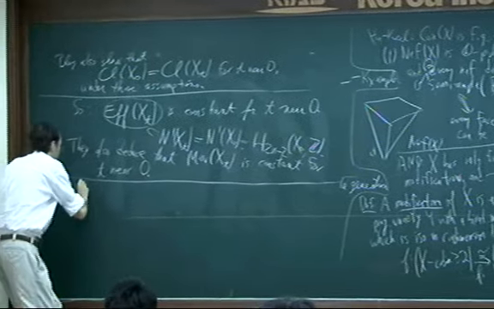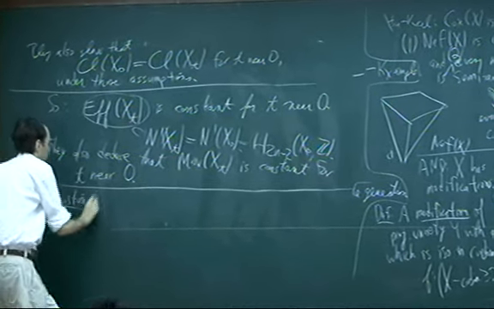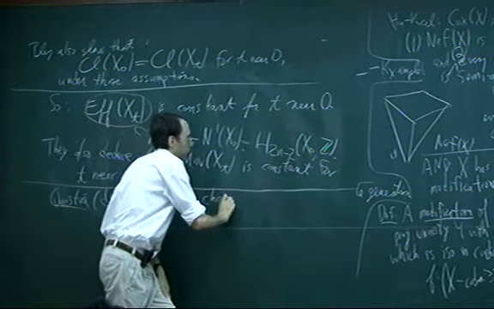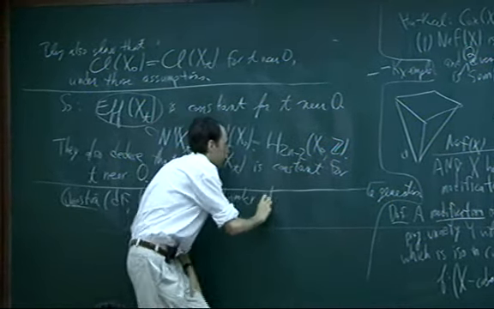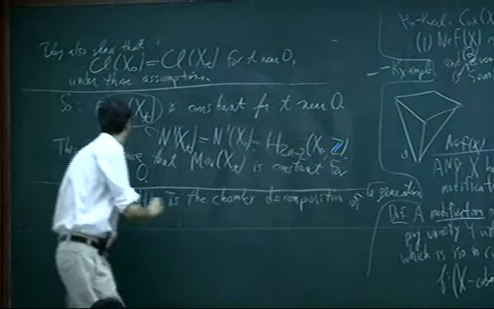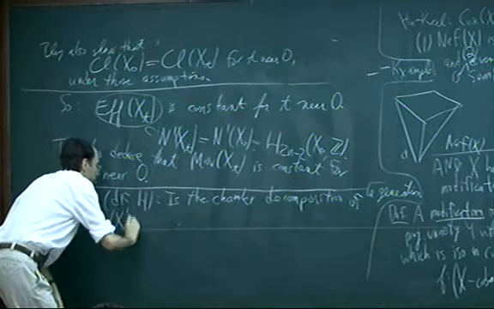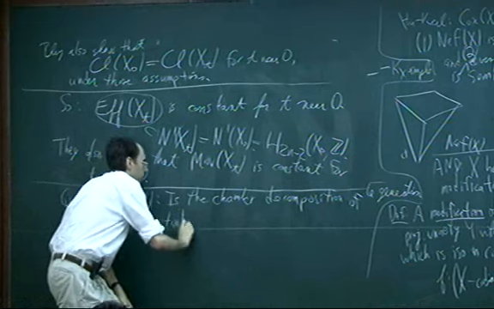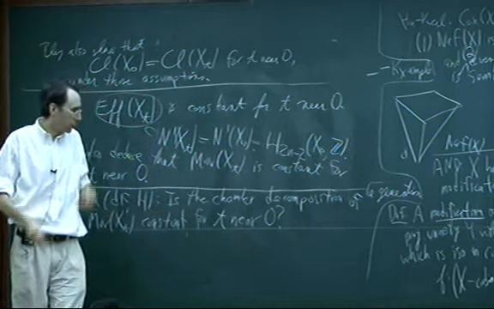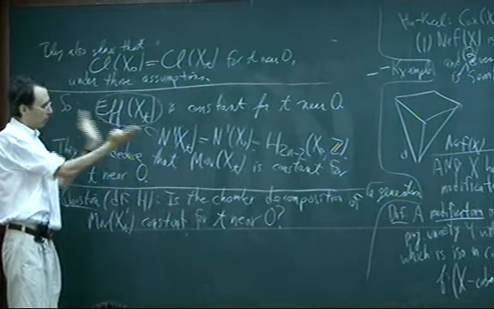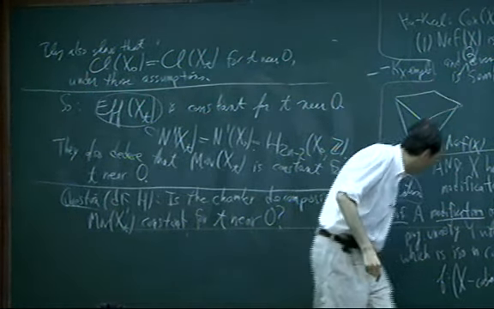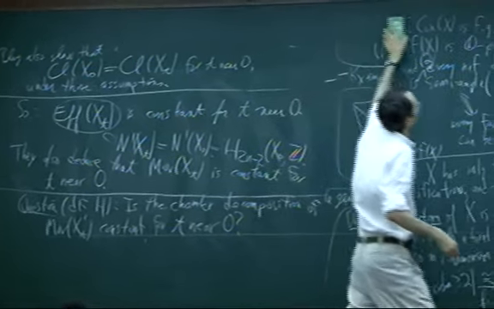So the question by Dufresne and Hacon was: under those same assumptions, is the chamber decomposition of the movable cone also constant for t near 0? So you take a Q-factorial terminal Fano variety and deform it a bit. The movable cone doesn't change when you deform it, but does the decomposition there change when you move your variety?